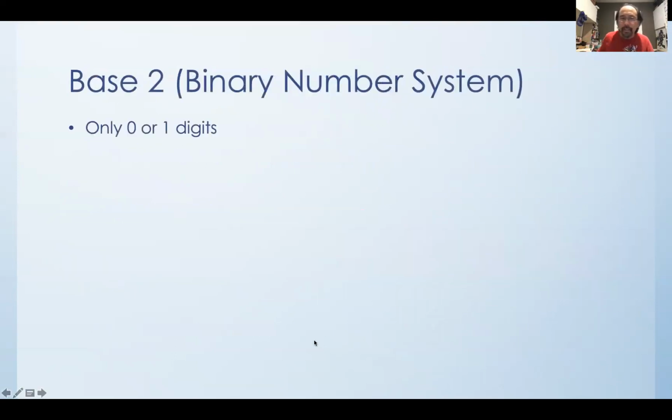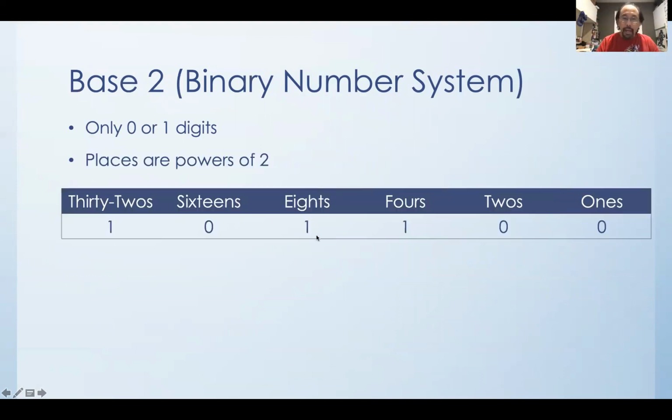Binary system is exactly the same. In this case, we only have 2 digits. We have a 0 or we have a 1. And each of the places are powers of 2. So we start with 1, then 2, then 4, 8, 16, 32. And down below it, the number can either be a 0 or it could be a 1. So in this case, I have 1 32, I have 1 8, 1 4, and 0 of everything else. So I just add up 32 plus 8 plus 4. So this number here, 101100, has a value of 44.